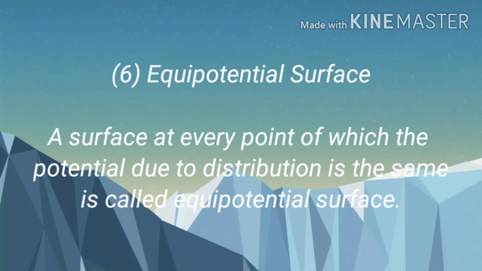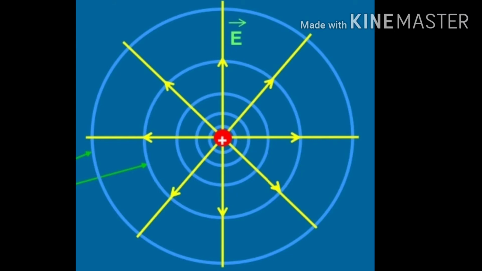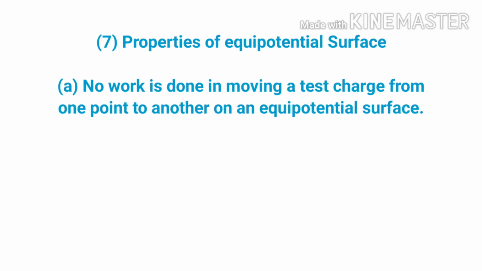Now we will talk about equipotential surface. A surface at every point of which the potential due to a distribution of charge is the same is called an equipotential surface. Now we will consider two figures. First one for a uniform electric field and second one for an isolated charge, and we will observe how the potential is varying in these two regions. So next part we will talk about properties of equipotential surface.